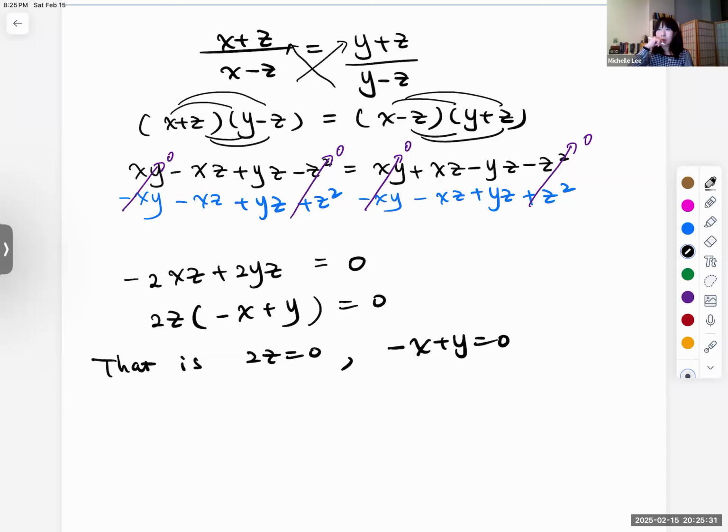Okay. Now, if 2z equal to 0, then z equal to 0, right? And we can also say that if negative x plus y equal to 0, then y equal to x.